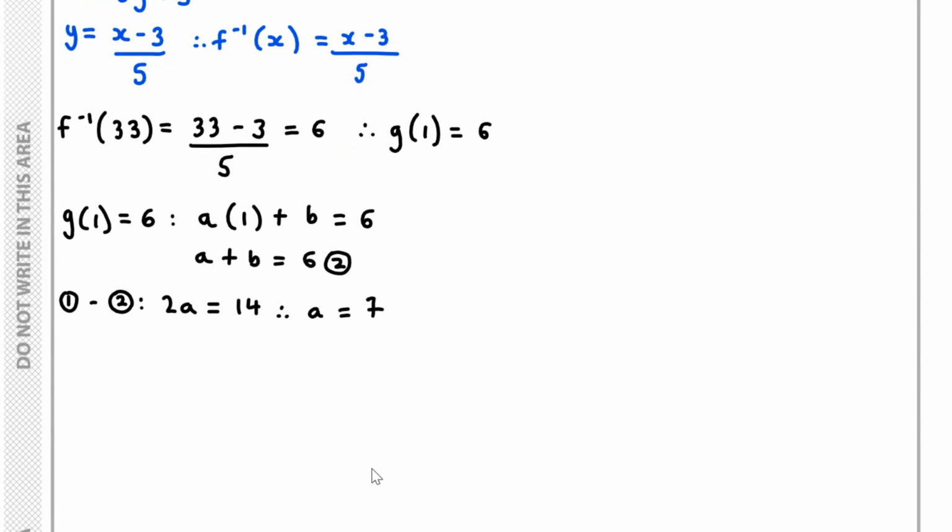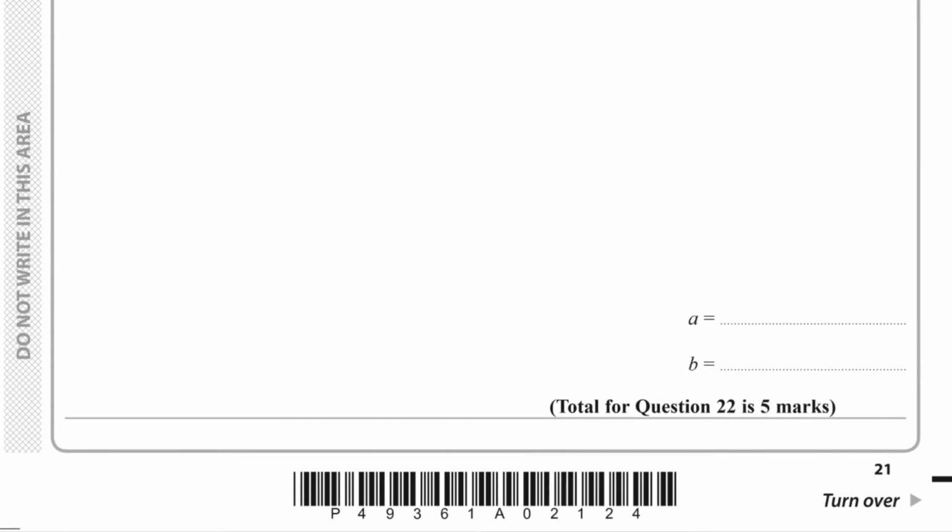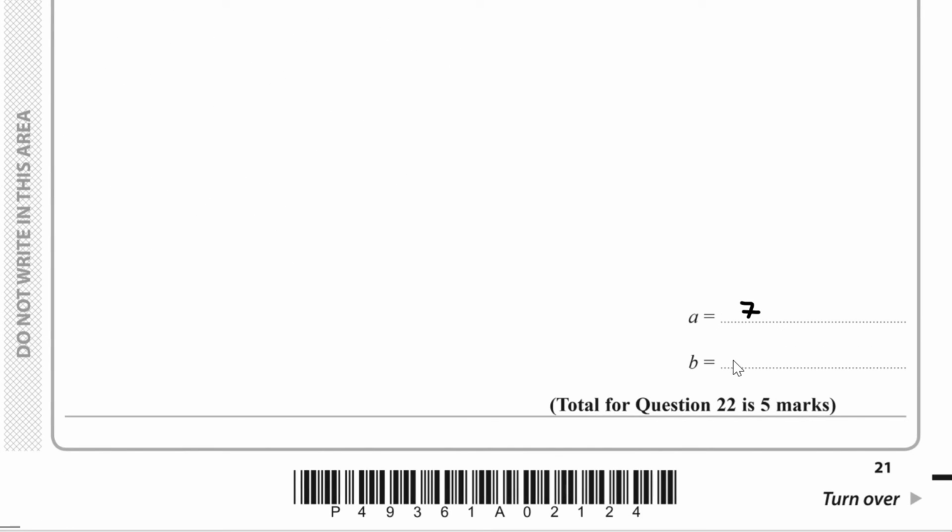And with a equaling 7, we can find out what b is by substituting into equation 2. So we've got 7 plus b equals 6, b is equal to minus 1. So we have a equals 7, b equals minus 1.